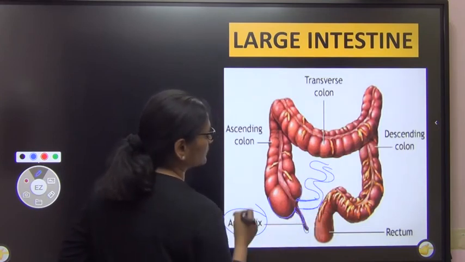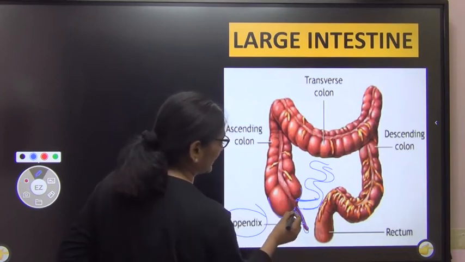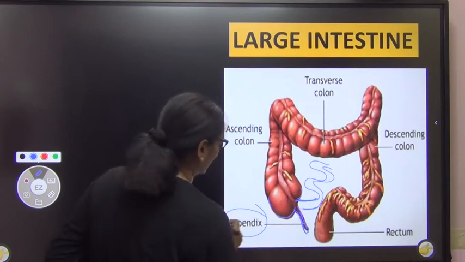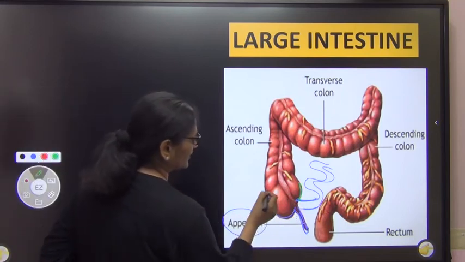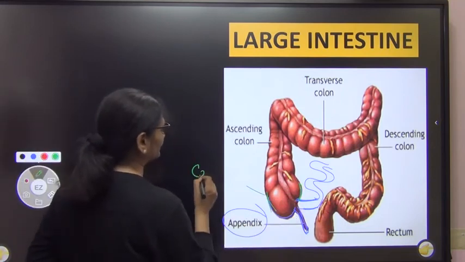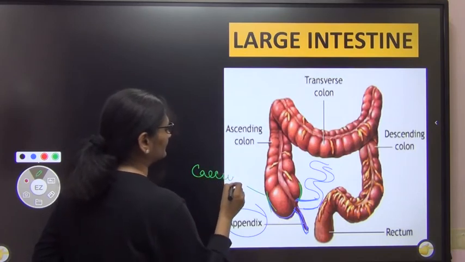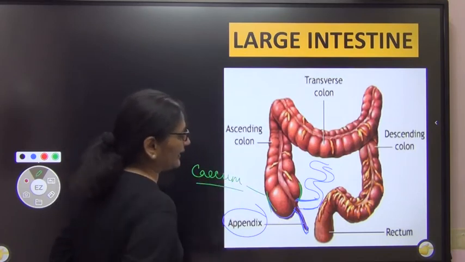The place where the small intestine meets the large intestine, वहाँ से एक finger-like process आता है, we call it as appendix. And the first part of it is called as cecum. It is called as cecum. Right? ये आपका यहाँ लेबल नहीं किया है.